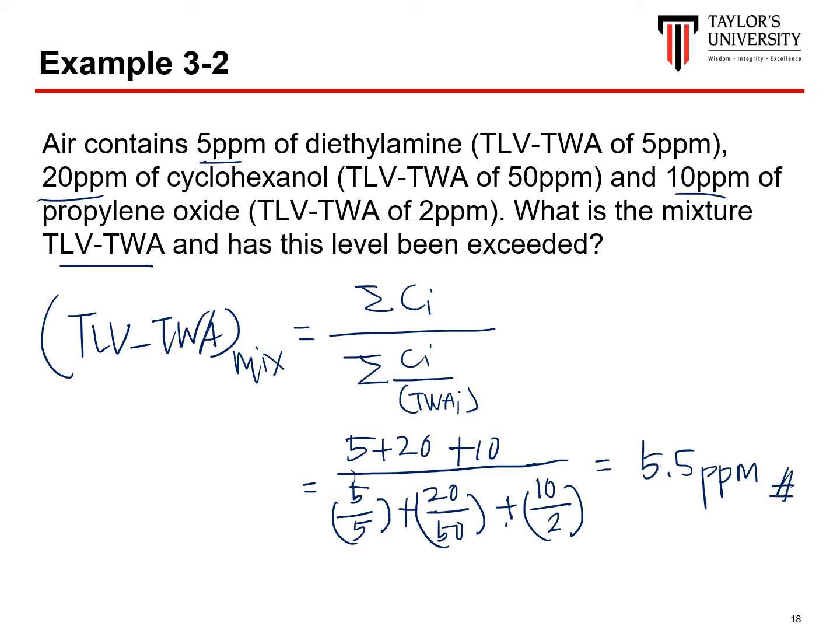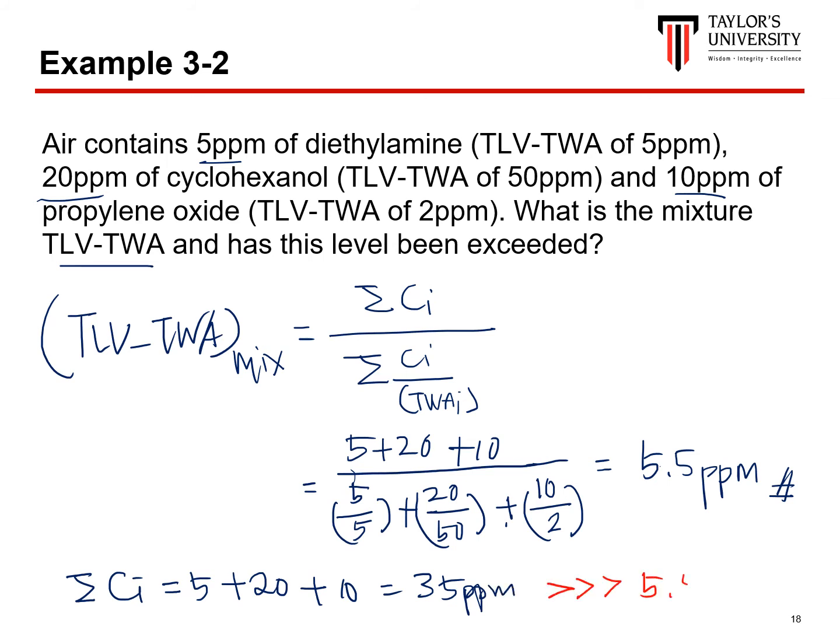So has this level been exceeded? We have to calculate the total concentration. So we have 5 ppm plus 20 plus 10, total of 35 ppm. And this level is definitely way larger than the TWA mixture. Therefore, in this case, this is exceeded. Okay, this is method 1.